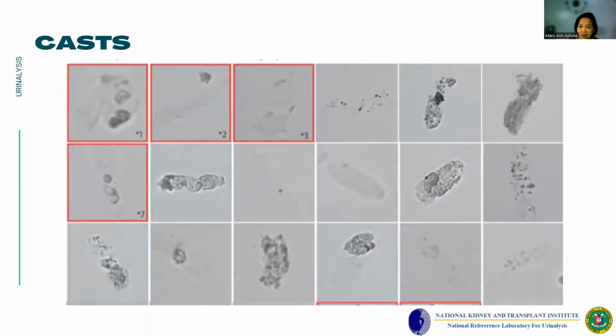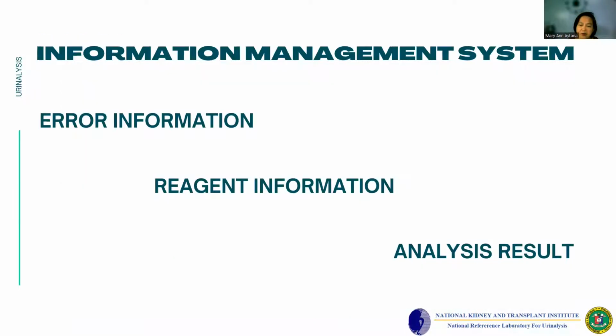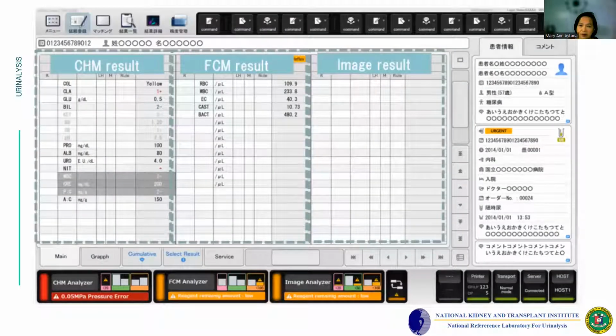more pictures of cast. And to round off the offering, you also have the information management system that takes care of the sample data. The information management system is error information free, reagent information is available, and your analysis result. So you have here 3 results in one information data: the chemical, the flow cytometry result, and your image result.